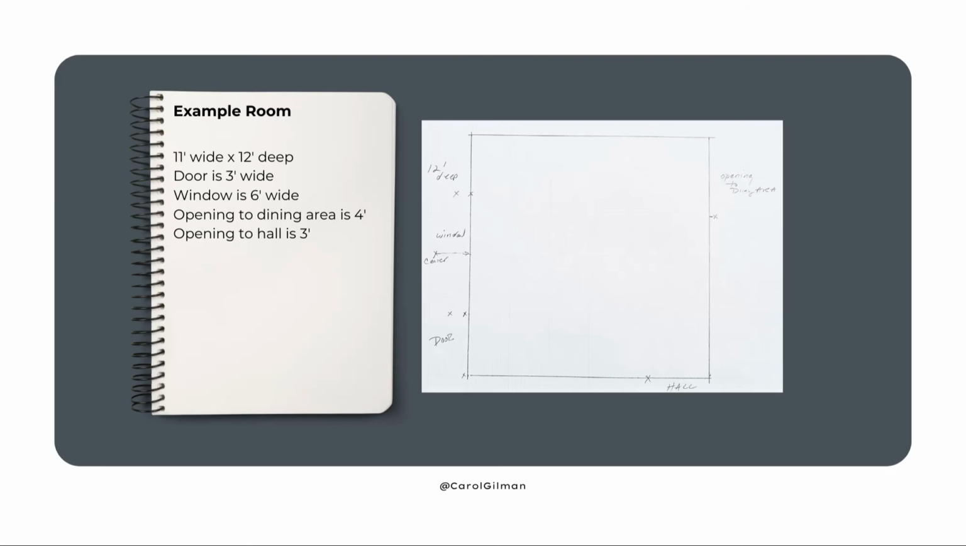And then the window is centered on that same wall where the door is. I would find the center of that wall and make a mark on either side to show a 6-foot window. And the opening to the dining room area is 4 feet out from that top wall, so I would make a little note where that opening is. And the opening for the hall is 3 feet wide, so it's 3 feet from that one wall on the right side to the other wall.